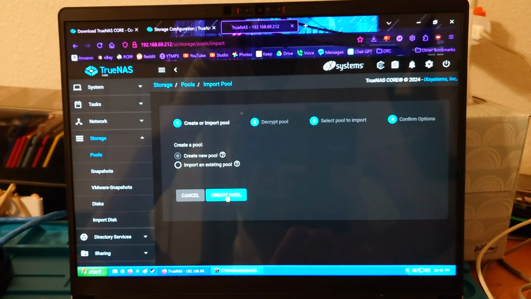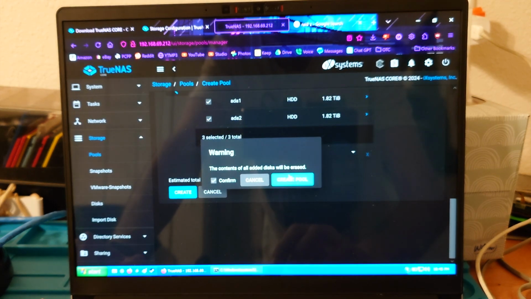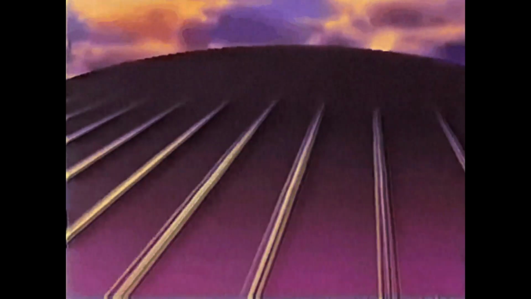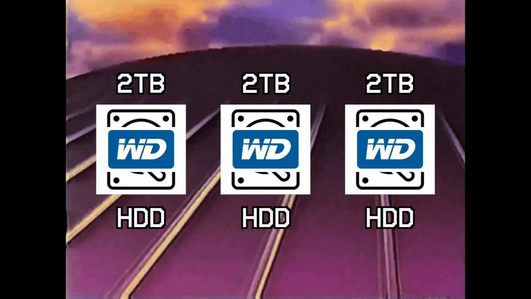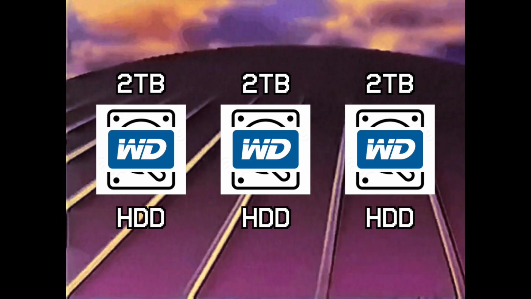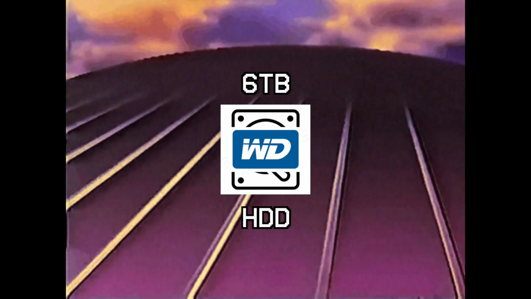I started by creating a storage pool utilizing my 3 2TB disks. I used a RAID Z array. This requires the disks to be the same capacity and preferably the same type and brand as well. Basically, what RAID Z does is allow the 3 drives to act as one, combining their storage capacity.